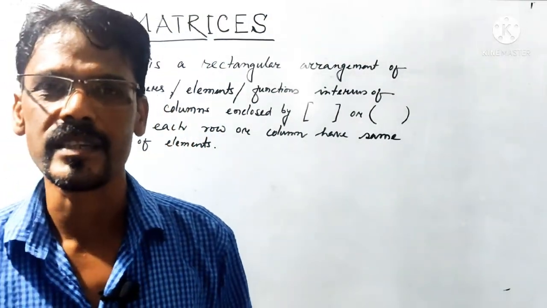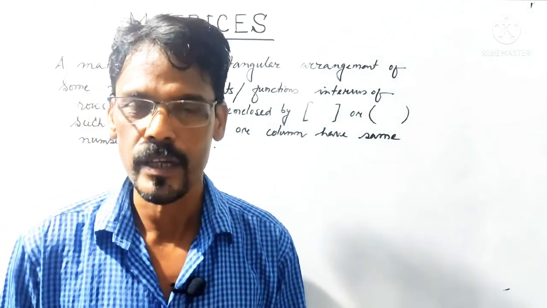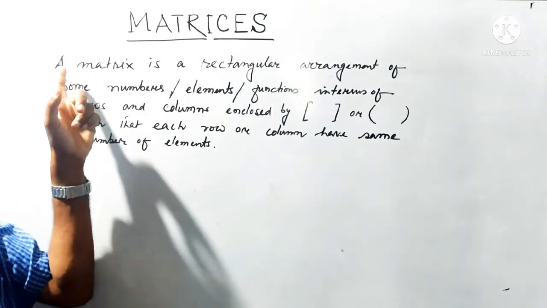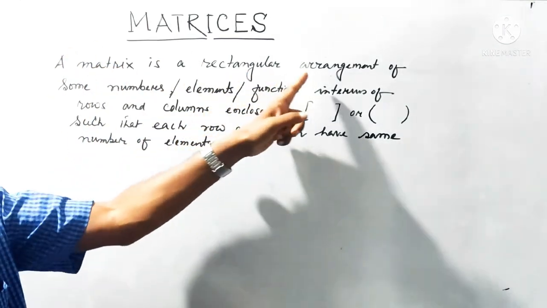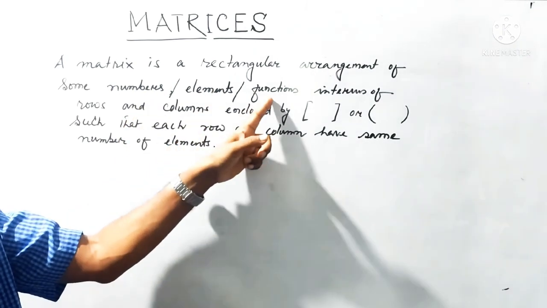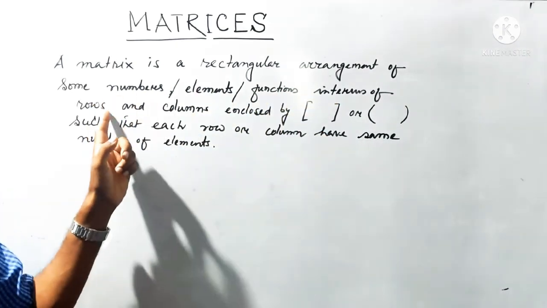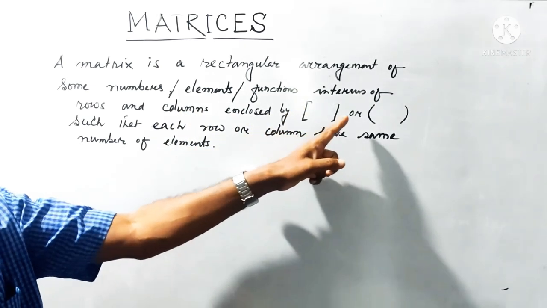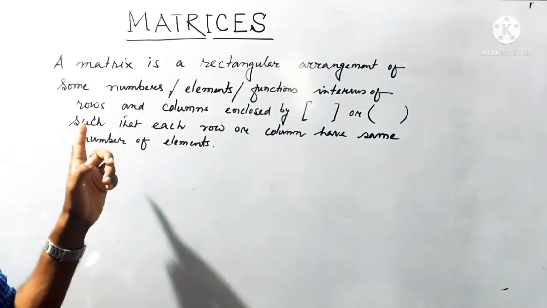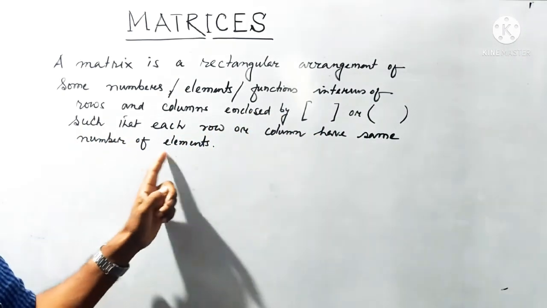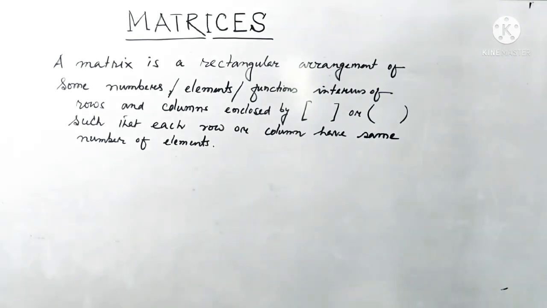Today I am going to discuss the matrix. So it's very important. You see, what is called a matrix? A matrix is a rectangular arrangement of some numbers or elements or functions in terms of rows and columns, enclosed by square brackets or first brackets, such that each row or column has the same number of elements. Students, you see, this is the definition of a matrix.